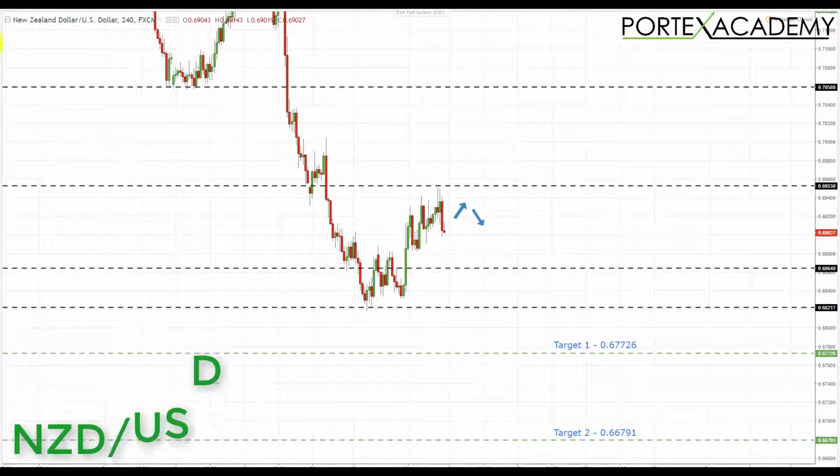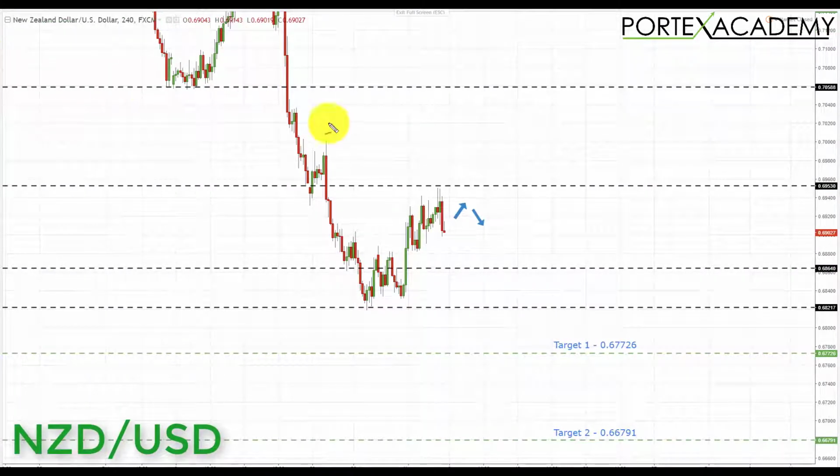The next pair we're going to look at is the New Zealand US dollar. Now after this big sell-off to the downside off of the back of a government being formed a few weeks in fact after the New Zealand general election, we did accomplish the targets that we had to the downside at the 0.68217 and also the 0.68640, and we started last week around this kind of area.